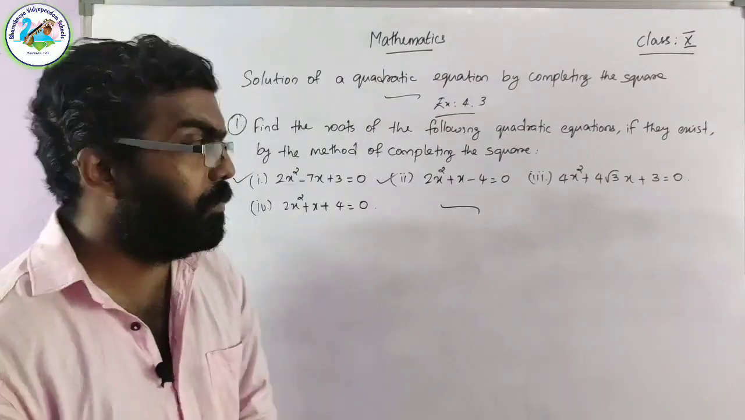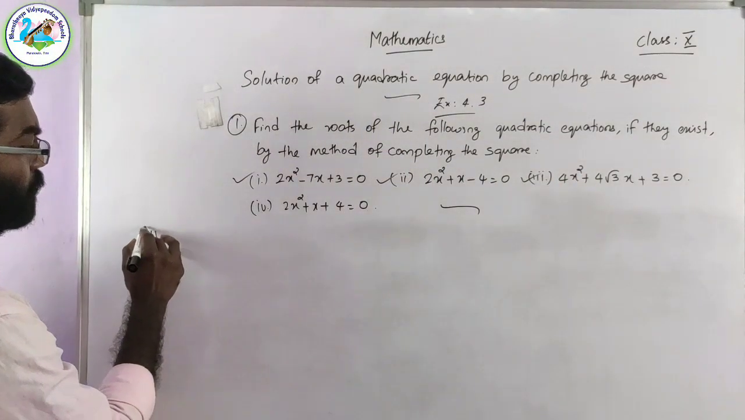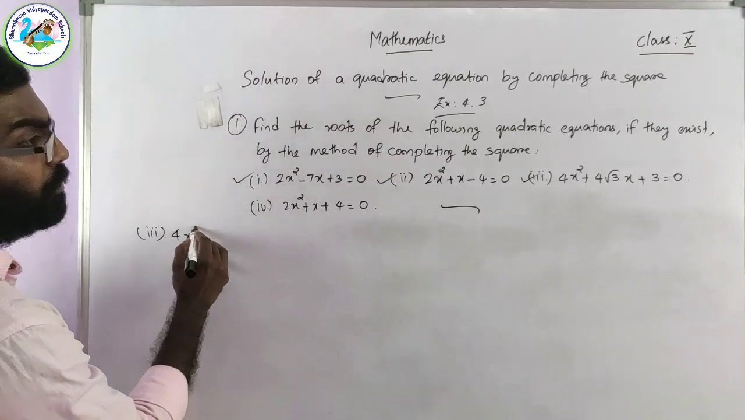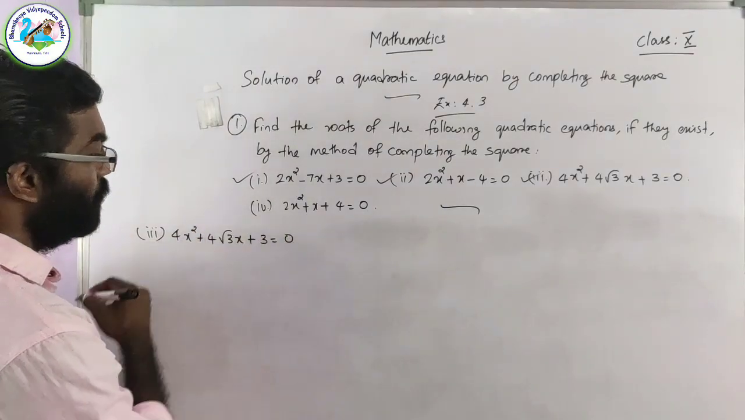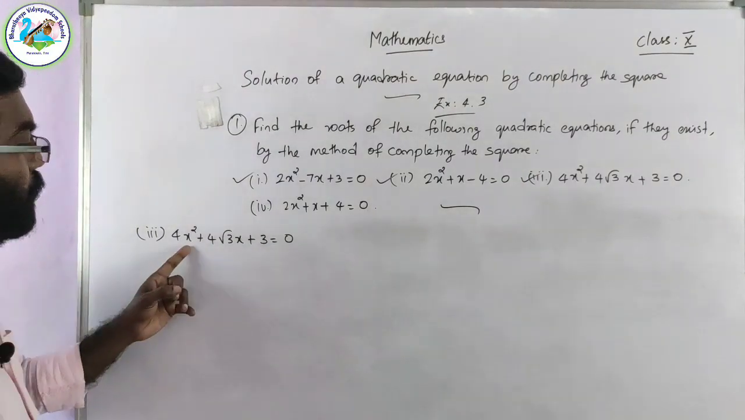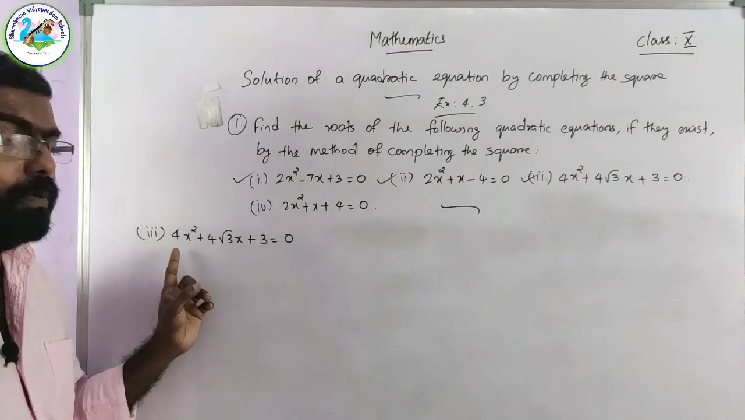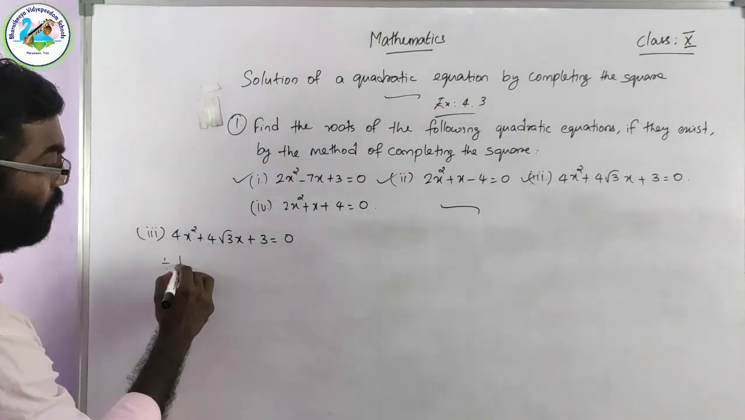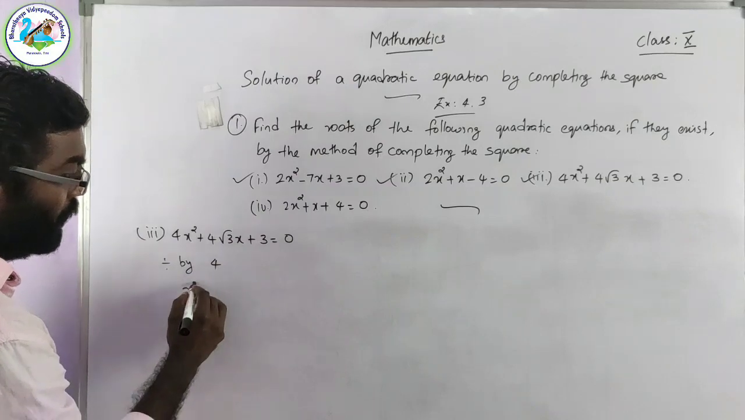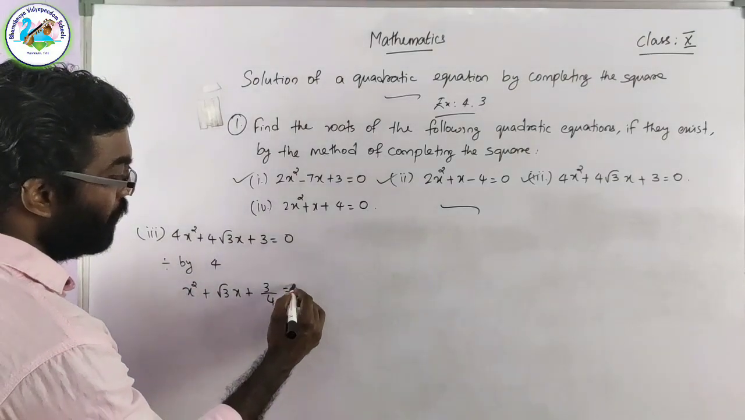Now we move on to question number 3. 4x² + 4√3x + 3 = 0. To make the coefficient of x² 1, what can we do? Here the coefficient of x² is 4, so we can divide the entire equation by 4. Dividing by 4, that is x² + √3x + 3/4 = 0.